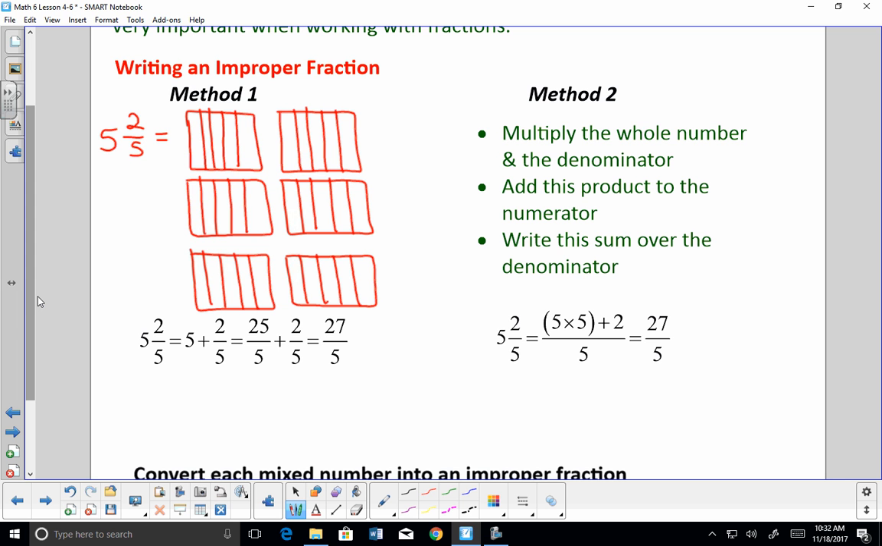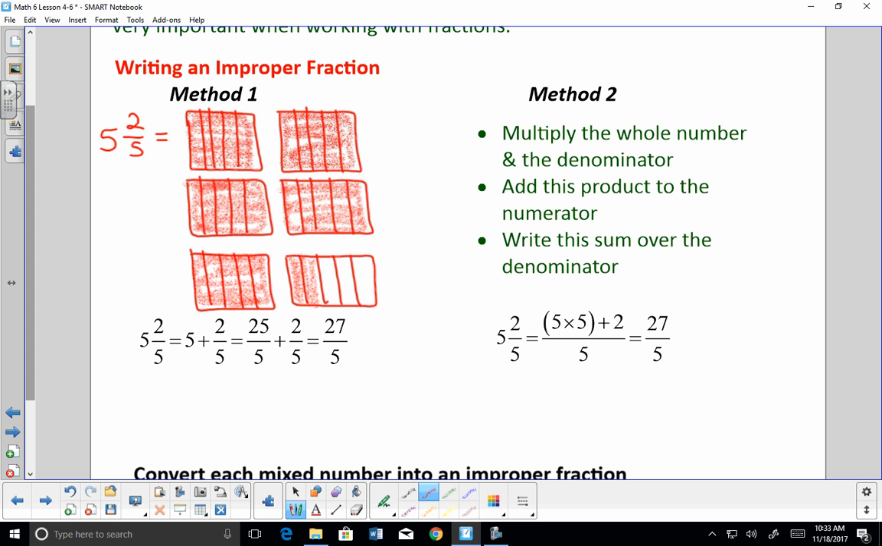Now if I was to shade in some of these, for example, we'll shade in 5 2/5. If I was going to shade in 5, I would shade in all of this one, because I need 5 wholes. All of this one, that's 3 wholes. This is 4 wholes. This is 5 wholes. And then I need 2/5 of this last one, so I would shade in 2 of these pieces.